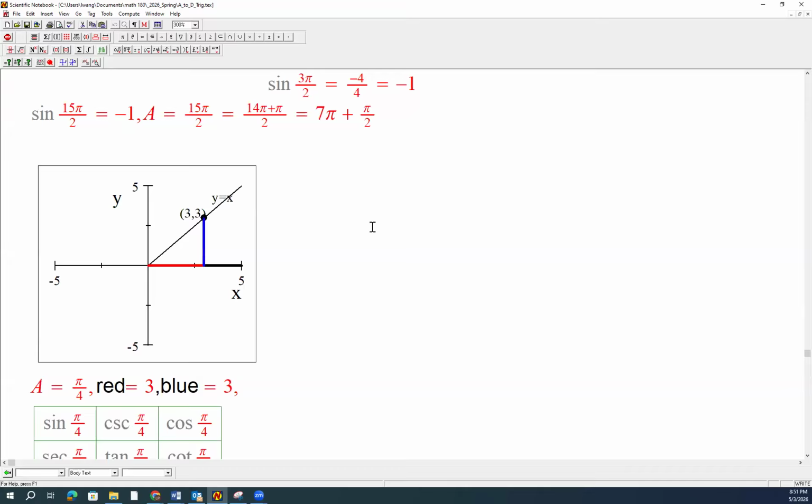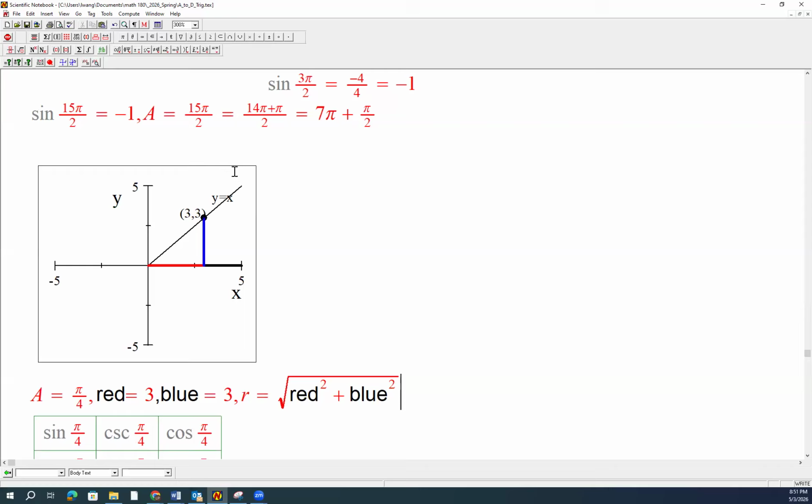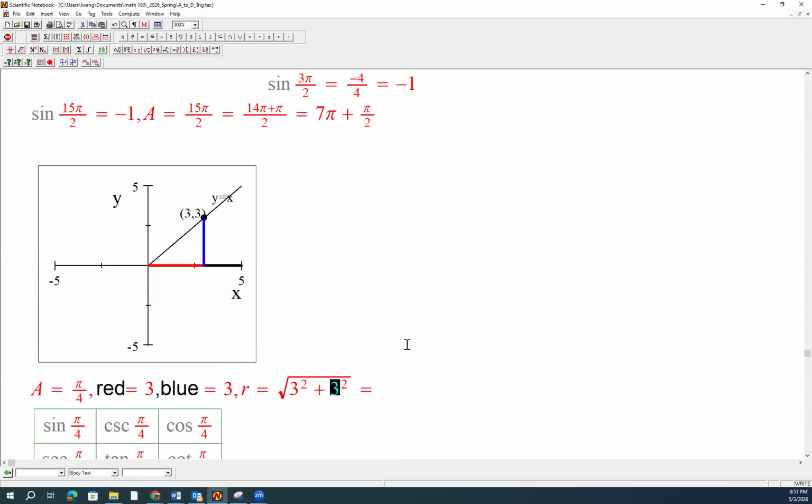Okay, I'm going to copy that formula R. That formula R is red square plus blue square. So I got 3 squared here plus 3 squared here. We got 2 times 3 squared underneath the square root, right? So I see it as 3 squared plus 3 squared, that's 2 times 3 squared.